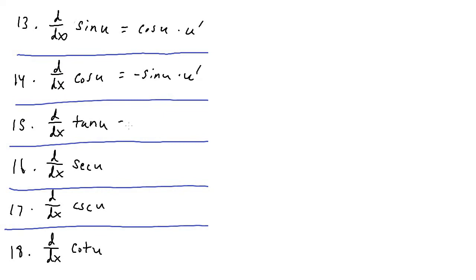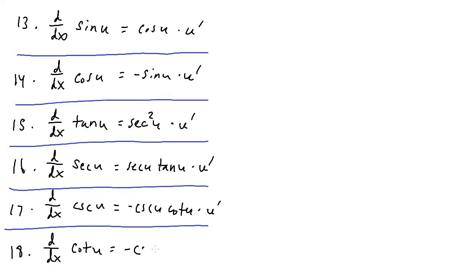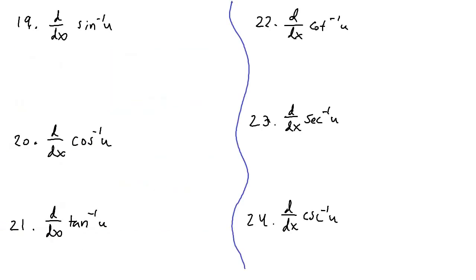The derivative of tangent u is going to be secant squared of u times u prime. Now for number 16, the derivative of secant u is going to be secant u times tangent of u times u prime. For number 17, the derivative of cosecant u is negative cosecant u cotangent of u times u prime. And then for number 18, derivative of cotangent u is going to be negative cosecant squared of u times u prime. Now from 19 to 24, we have the derivatives of inverse trig functions.